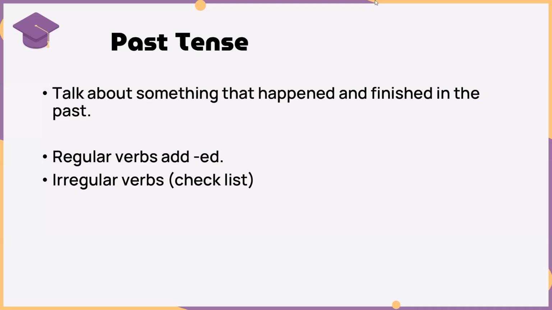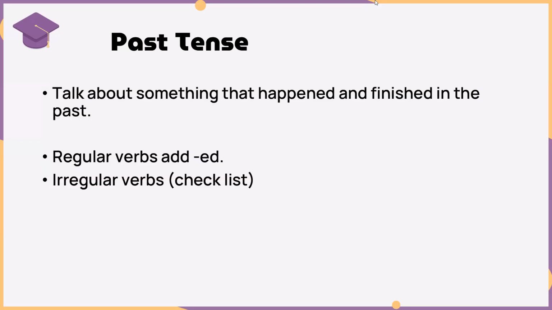The past tense in English. Well, the past tense is used to talk about something that happened and finished in the past. So it's a completed action in the past. There are two types of verbs when we talk about the past tense.